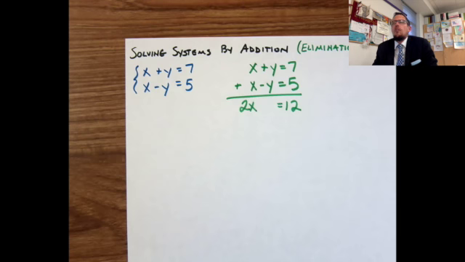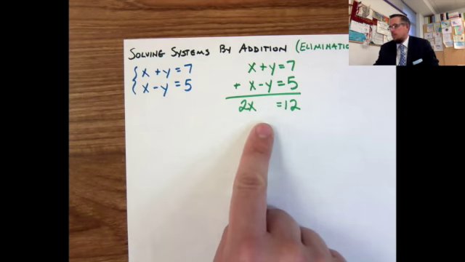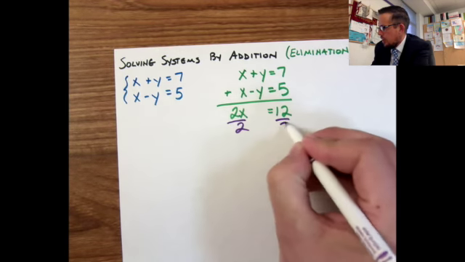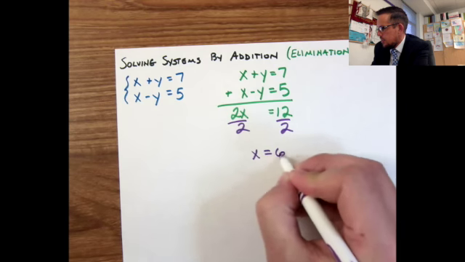This was the same goal that we had when we did substitution. The goal was, can we write an equation that only has one variable in it? And now we've done it. This equation only has one variable, it's x. Now we're just going to solve for x, which is a one-step algebra problem. X equals 6.